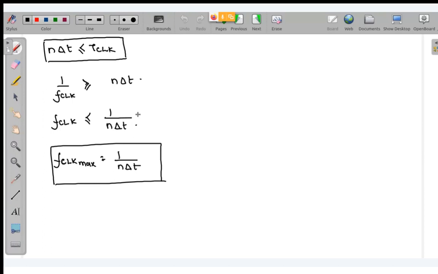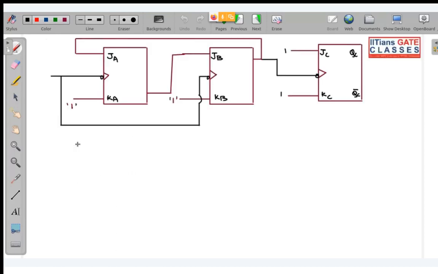Fine. So this was very important, that this is basically the maximum clock frequency that we can apply so that the asynchronous decoding can take place properly. Okay? Fine. So now over here, this is one of the counters. Can you tell me what kind of counting is basically taking place by looking at the circuit? Just copy this diagram and then let me know what is happening over here. Tell me whether this is an asynchronous or synchronous counter.